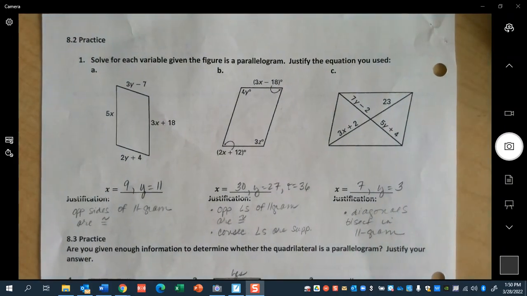When we talk about number 1, A, B, C, and D, justifying your equation, don't give me theorem 8-3 because outside of this classroom, nobody else knows what theorem 8-3 is. So what we want you to do is go ahead and write it out. The opposite sides of a parallelogram are congruent. The opposite angles of a parallelogram are congruent. Consecutive angles are supplementary. Diagonals bisect. So we want you to be able to justify your equations that way.